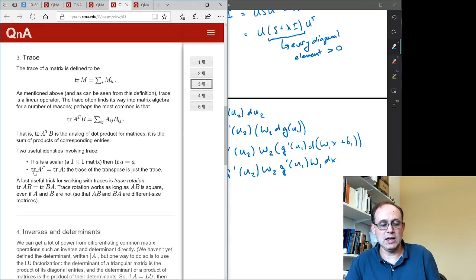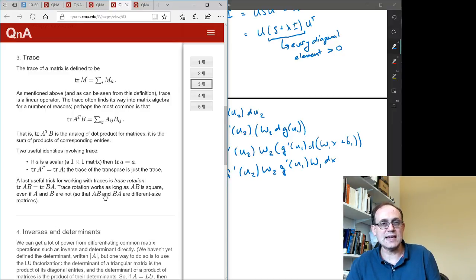The trace of the transpose of a matrix is just the same as the trace of the matrix, because transpose doesn't change the diagonal elements of a matrix. And then this one is surprising to a lot of people the first time they see it. If you have two rectangular matrices A and B, such that A times B is square, so n by m and m by n, for example, then the trace of A times B is equal to the trace of B times A. And again, not obvious, but if you work it out using the definition of matrix multiplication and trace, you can see it fairly easily.